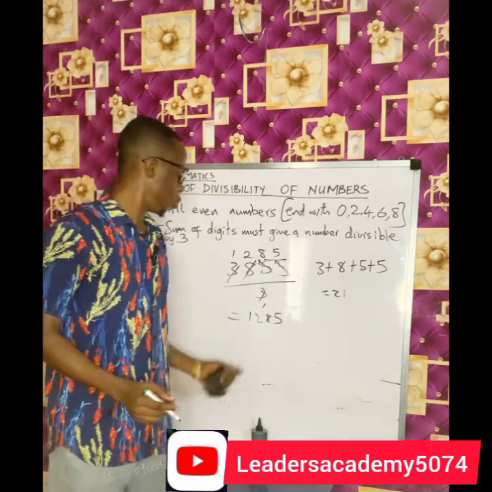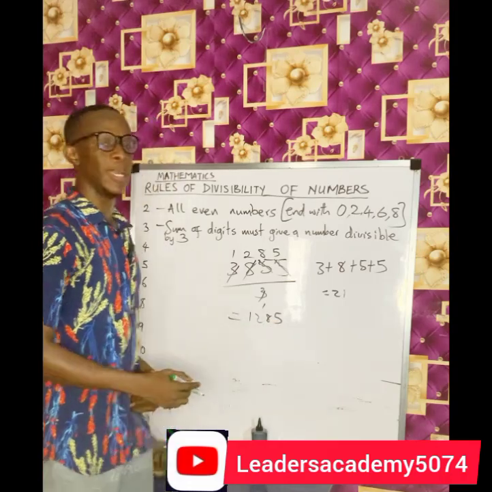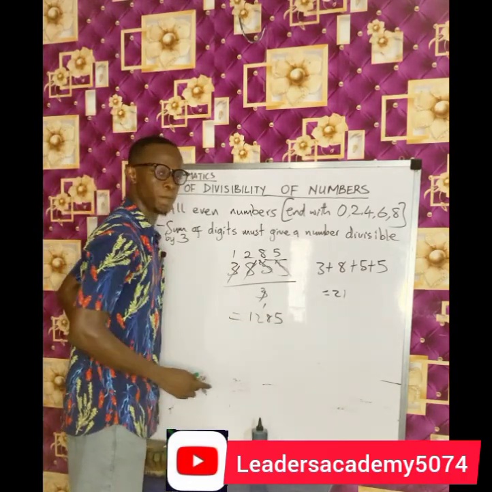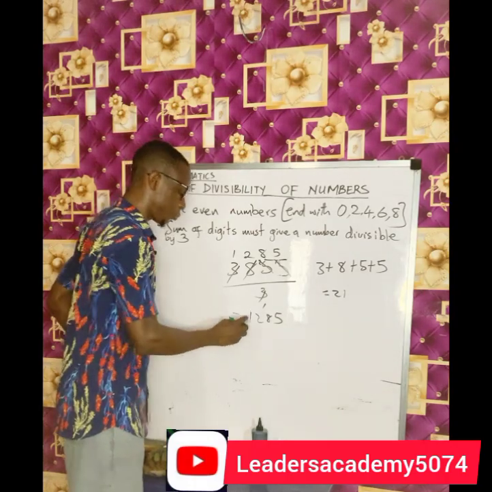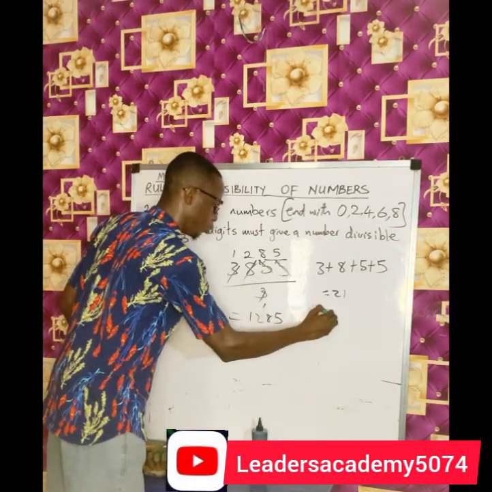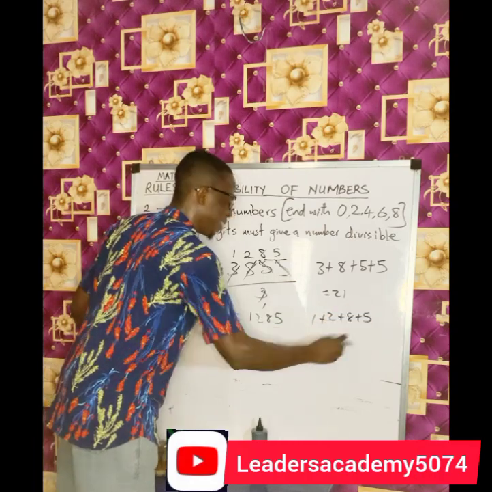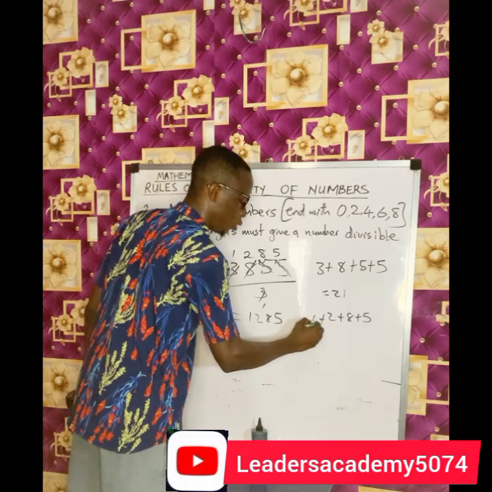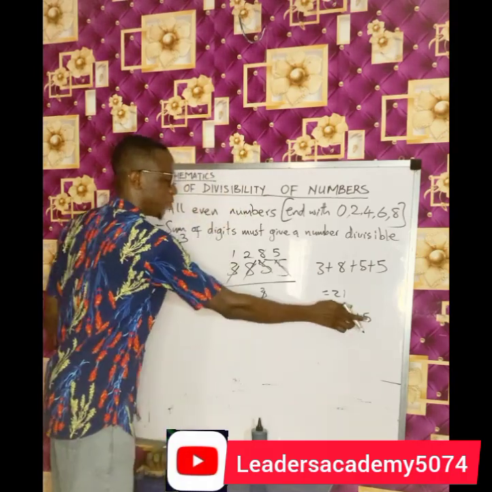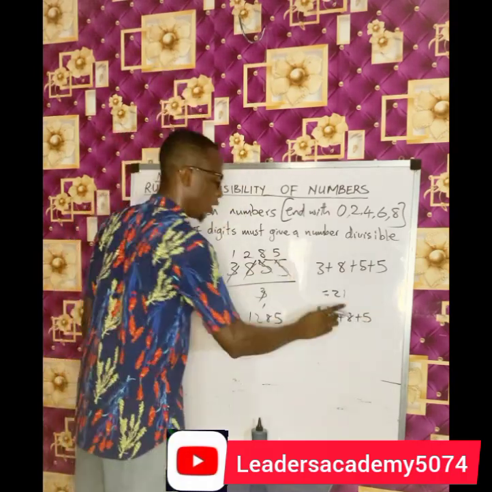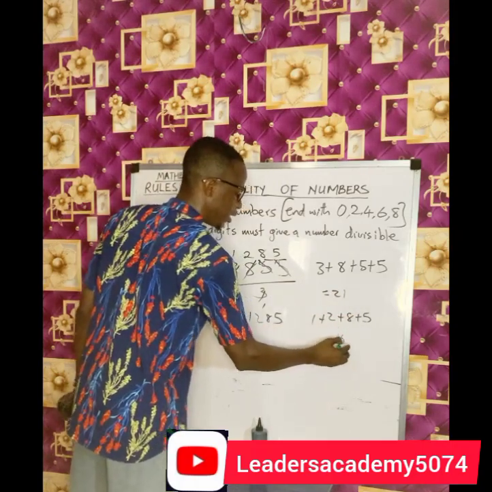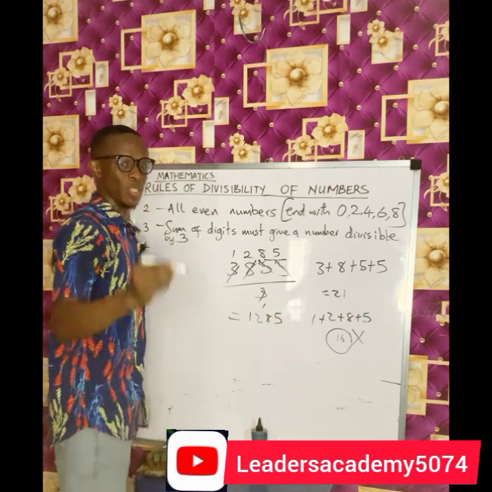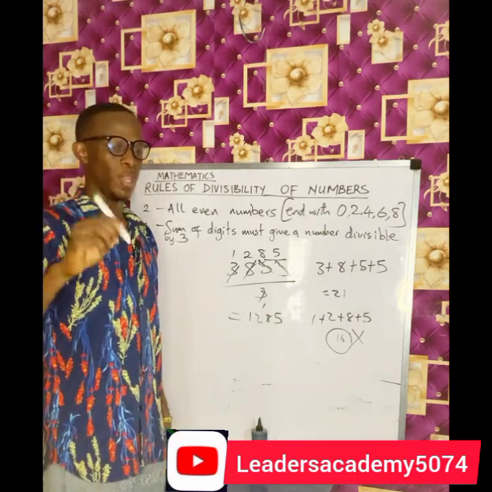Are you following? So look at this now. This number, 1285, is it divisible by 3? I check it. Sum them up: 1 plus 2 plus 8 plus 5. No matter how big the number is, you solve it using these rules. 1 plus 2 gives me 3. 3 plus 8 gives me 11, then 11 plus 5 is 16. 16 is not divisible by 3. Therefore, this number cannot be divisible by 3 without remainder, to give you a whole number.